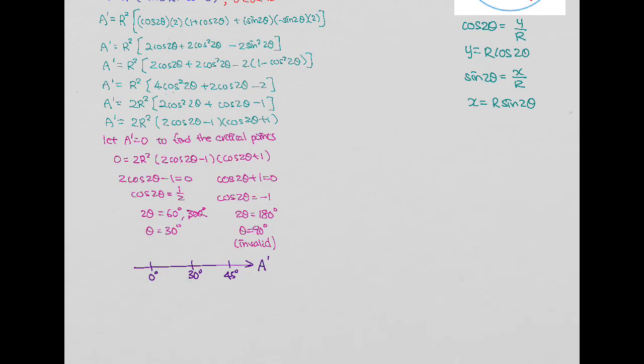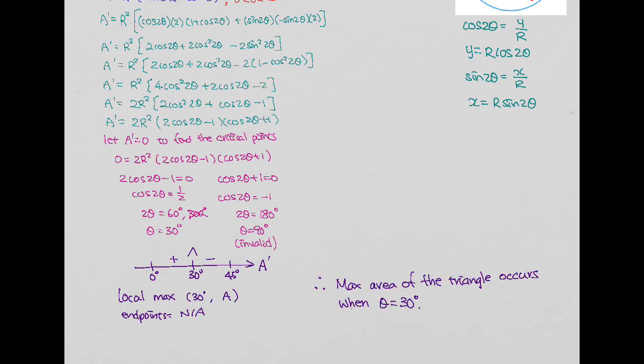So we put the 30 degrees on A prime, and we put the boundaries 0 and 45. Check the positive and negative intervals. You will see the left-hand side is positive, the right-hand side is negative. That means this is a local maximum. And you don't need to check the endpoints at this time because they're not included. Therefore, we say the maximum area of the triangle occurs when theta is 30 degrees.